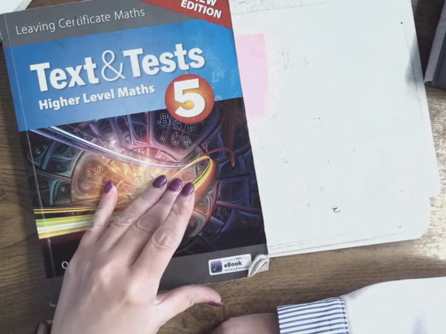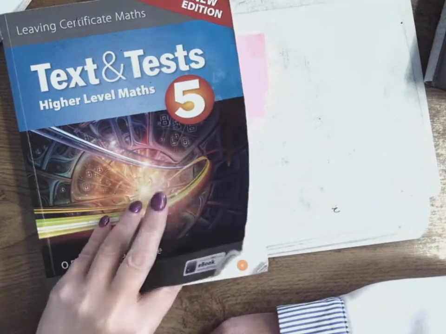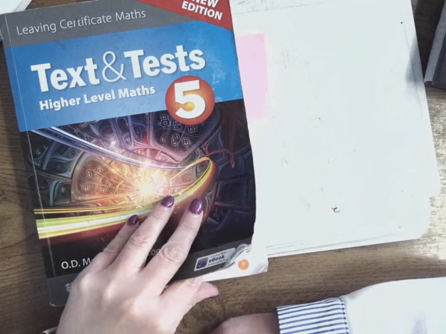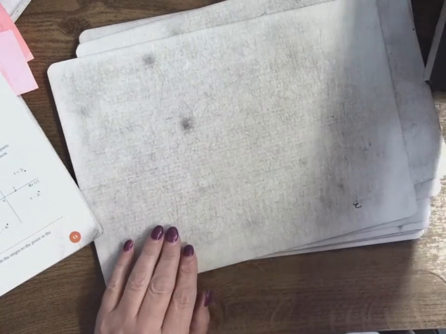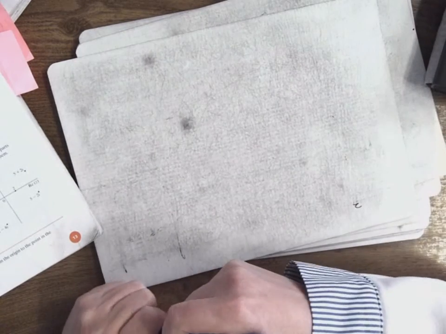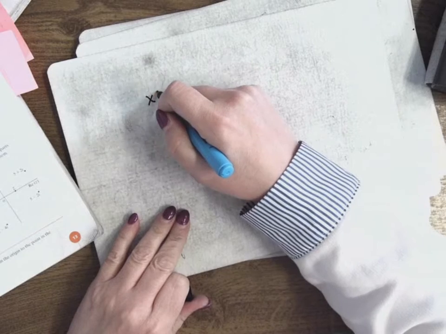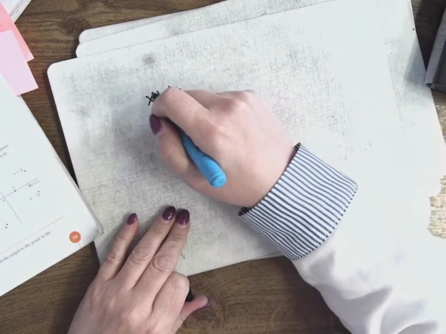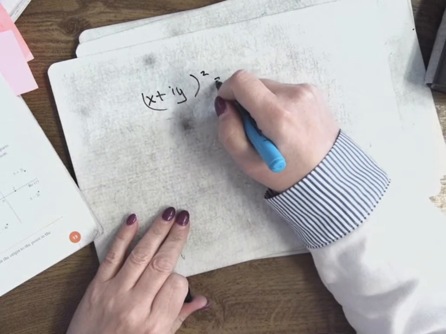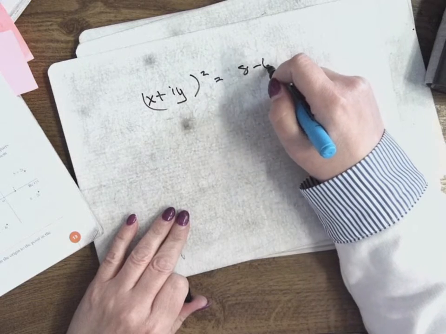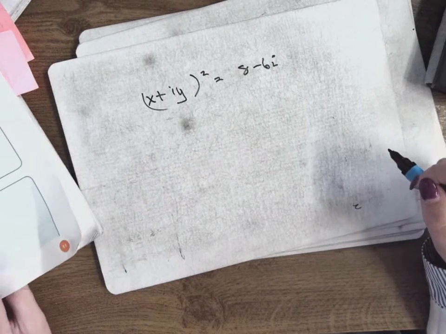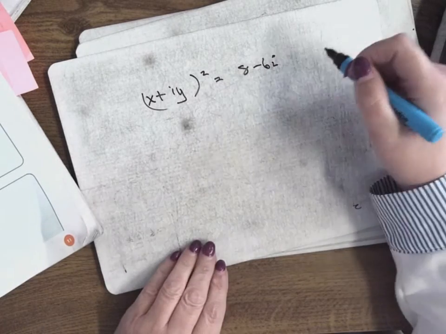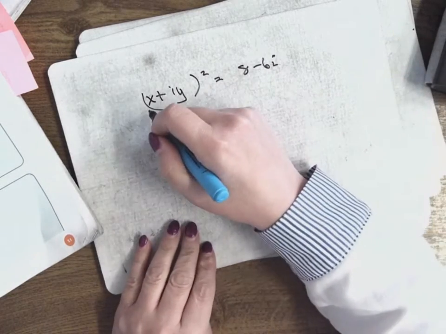Page 13, question 11. If (x + iy) squared equals 8 minus 6i, find x and y. There's a couple of ways you can do it. You can raise it to the power of a half, or you can just square out this side.